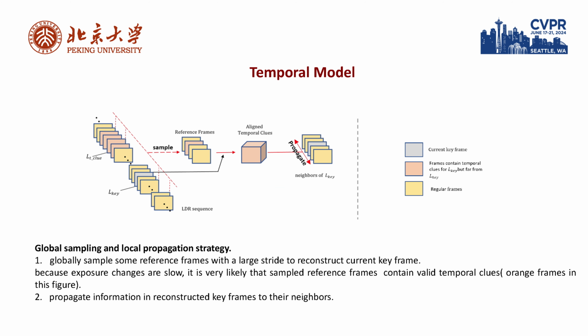So, we propose a new temporal model which adopts a global sampling and local propagation strategy. First, globally sample some reference frames from the whole input sequence with a large stride. Because exposure changes are slow, it is very likely that sampled reference frames contain valid temporal clues, like the orange frames in this figure, and then extract useful temporal clues from these reference frames to recover keyframes. Second, propagate information in the reconstructed keyframes to their neighbors.